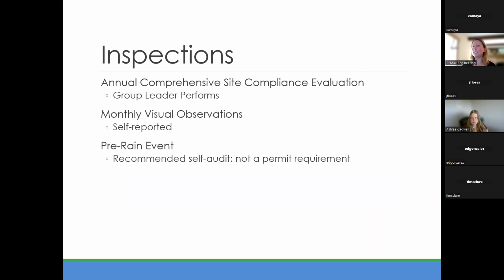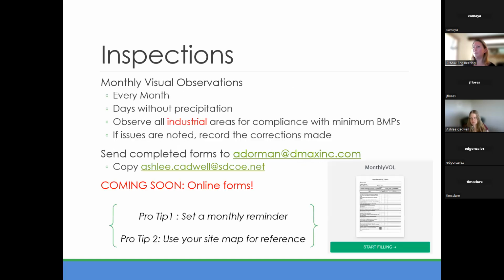Okay, and then we get into inspections. So your annual comprehensive site compliance evaluation is performed by your group leader. That would be me. So that's when we come out to see you once a year. Monthly, these are your visual observations that you self-report. And before rain events, this is a recommended self-audit, and this is not a permit requirement. So I've included your form there.